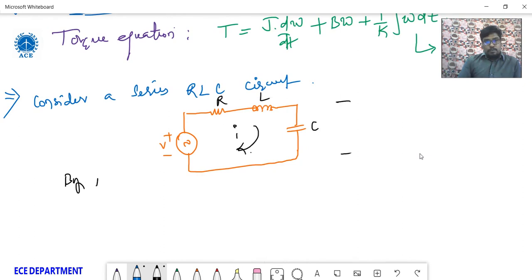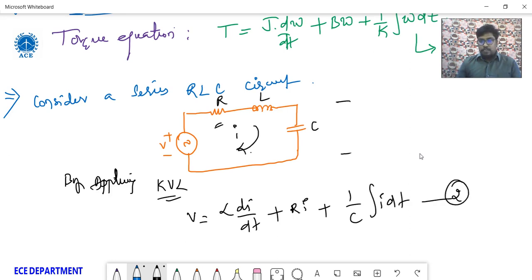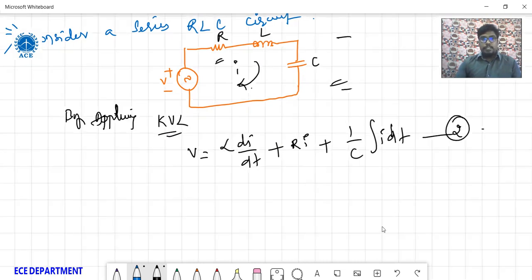By applying KVL to the circuit, we know already: L di by dt, the inductance term, is written first. Next is I into R, the current through the resistance, and the last one is 1 by C integral of i dt. Consider this as equation 2.